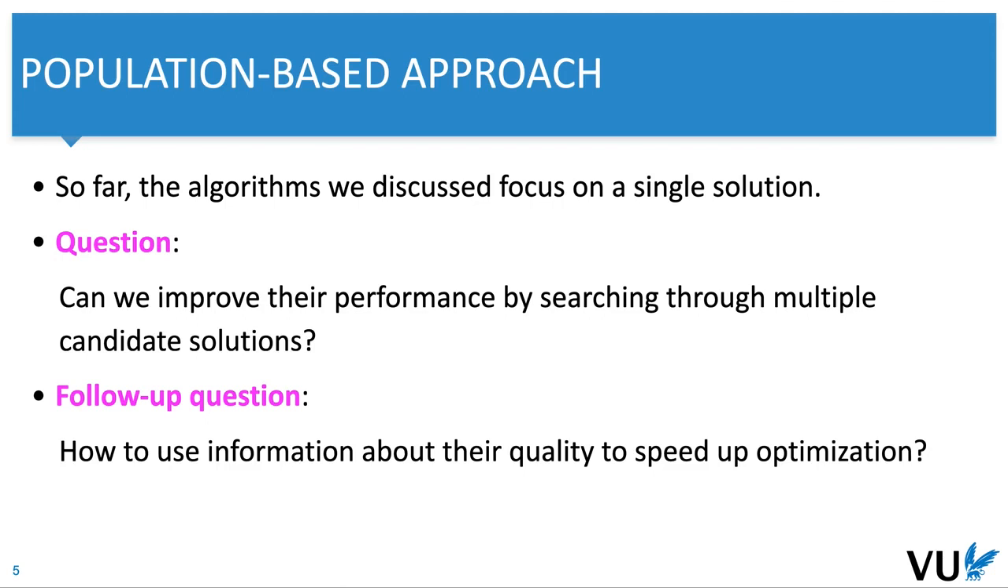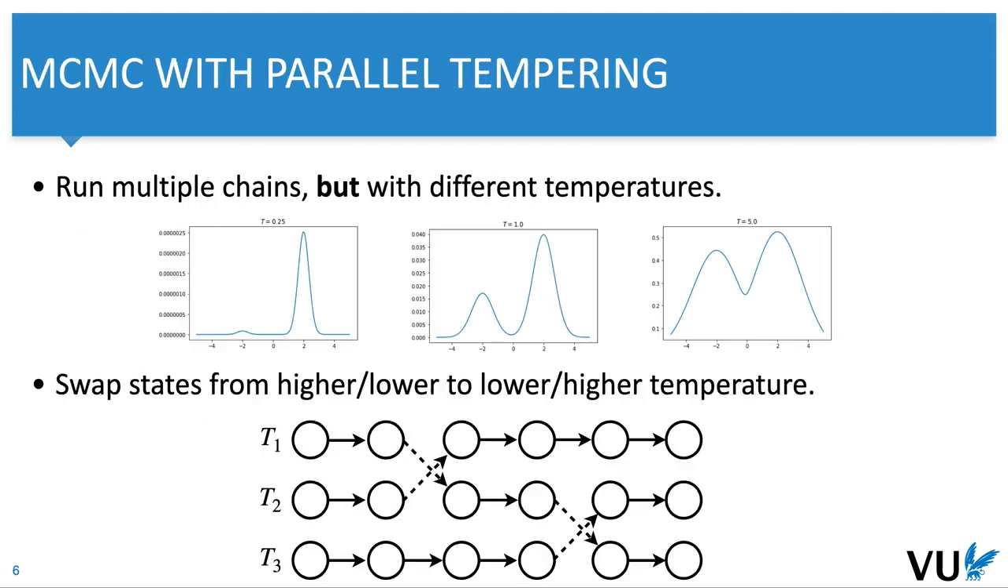But the natural question is, can we do somehow better? Can we maybe run them in parallel, and then maybe we can exchange information between them, or among them? And this is the follow-up question: what if we can actually use this information about the current quality to speed up optimization? This would be perfect because, instead of running multiple times, we can maybe run it once, but in parallel, and then get a better solution and faster.